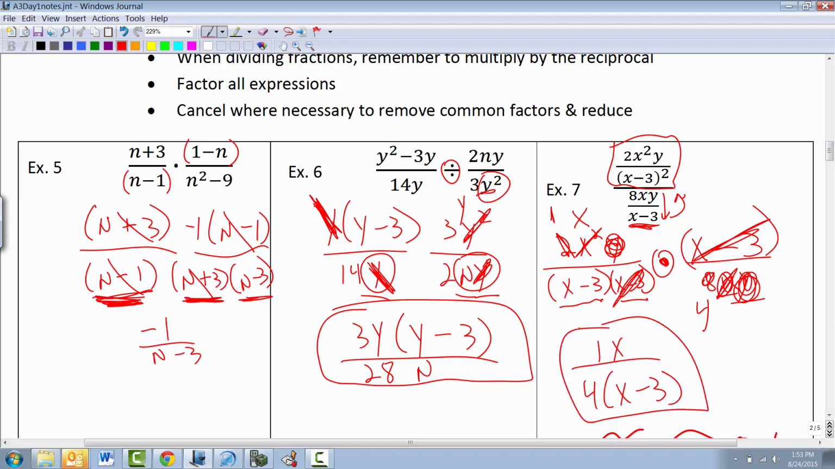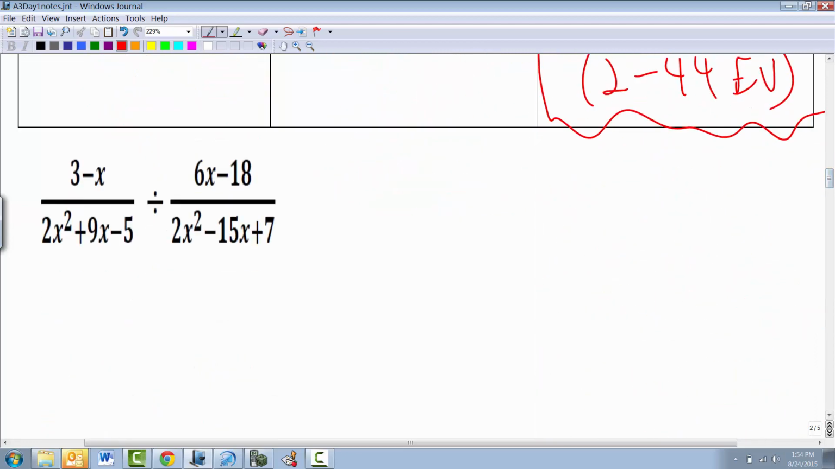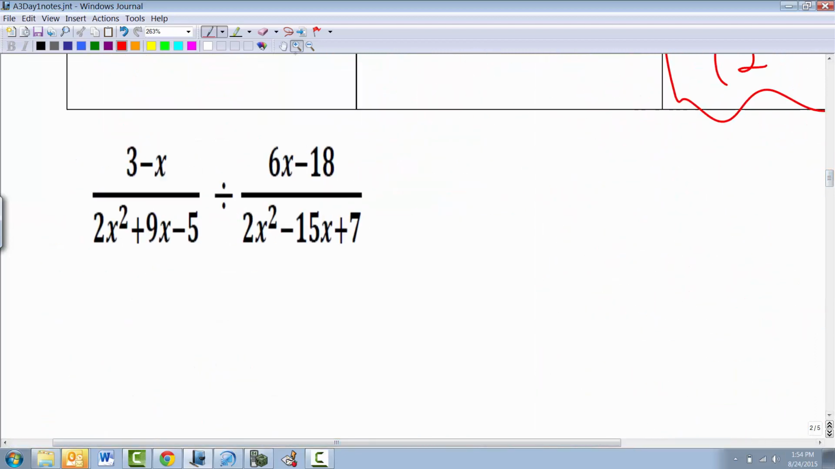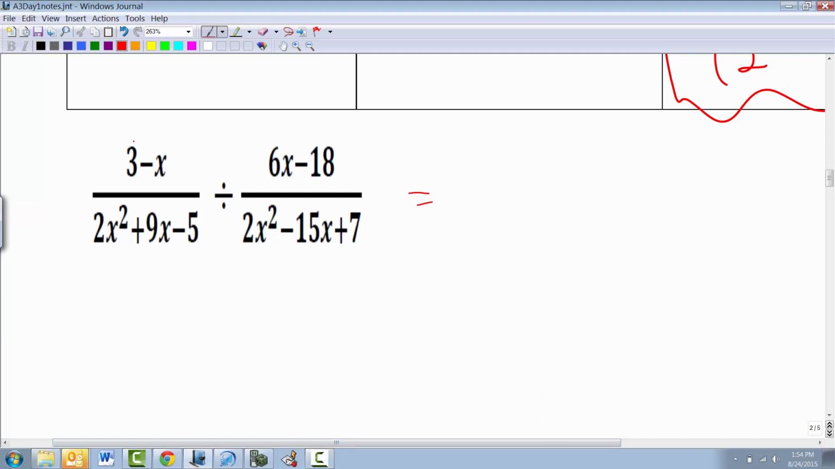All right, and then as an exit, I did do this, and I feel like we should still do this. Take a look at this last one, because this is really a good Algebra 2 question. Group number 5, what do I do with this 3 minus x? Take out a negative 1 is correct. What do you have left over? X minus 3. Who had to factor this bottom?